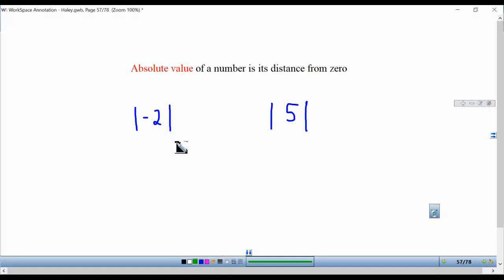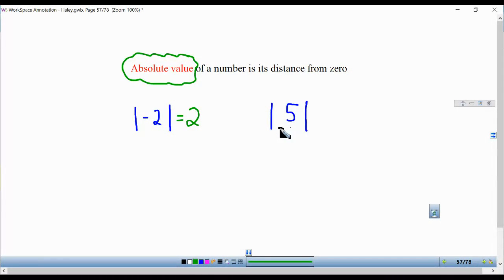So one of the things I want to recap before we get started is this idea of absolute value. This is something that we looked at last year. I don't think it's come up this year so far, but the absolute value of a number is its distance from zero. So for example, we have these signs to represent absolute value. This says absolute value of -2. So what we're really asking is, what is the distance that -2 is from zero? Well, -2 is 2 away from zero. So the absolute value of -2 is 2.